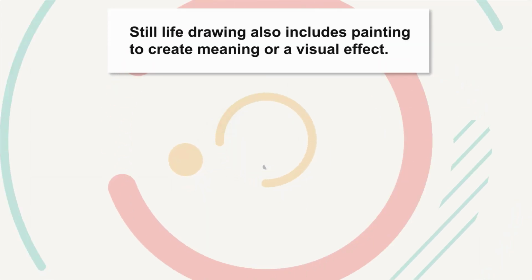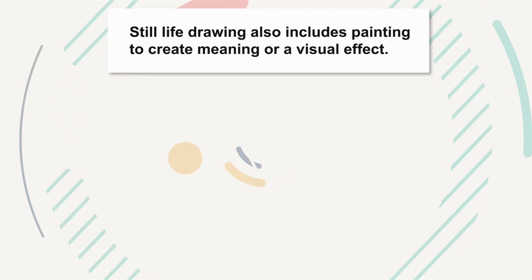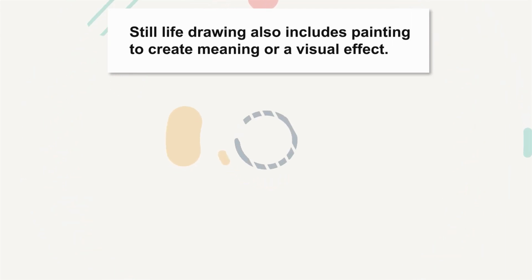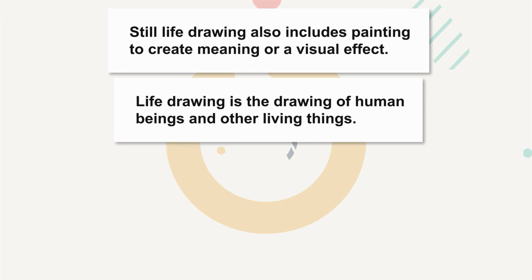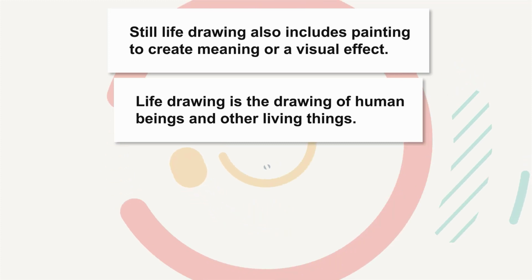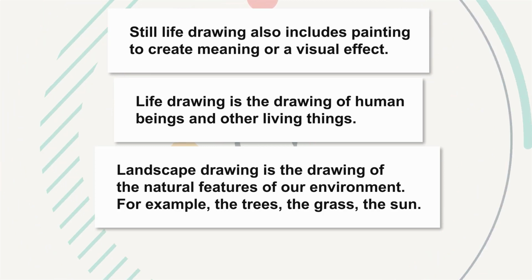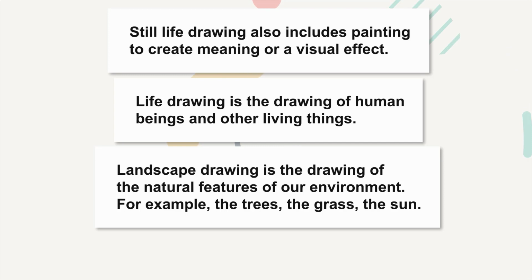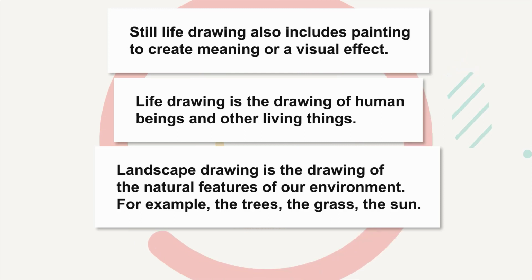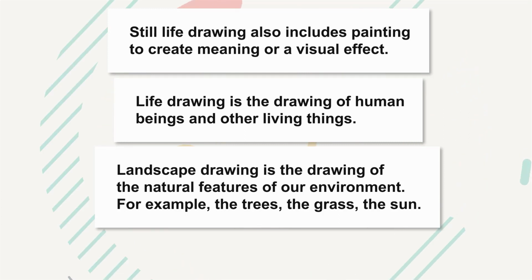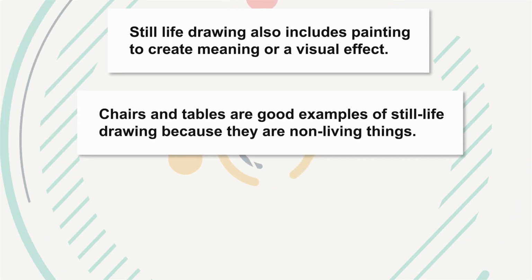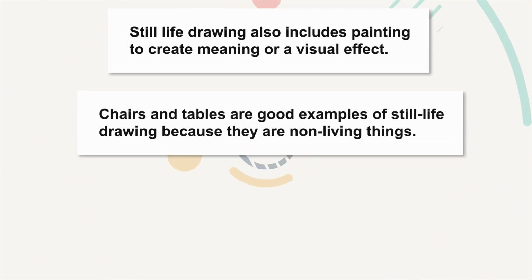Still life drawing also includes painting to create meaning or a visual effect. Live drawing is the drawing of human beings and other living things. Landscape drawing is the drawing of the natural features of our environment. For example, the tree, the grass, and even the sun. Chairs and tables are good examples of still life drawing because they are non-living things.